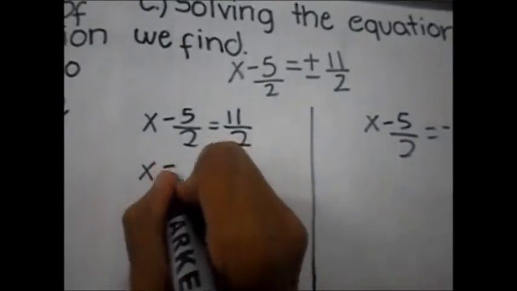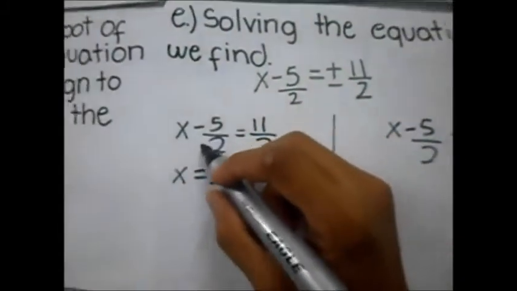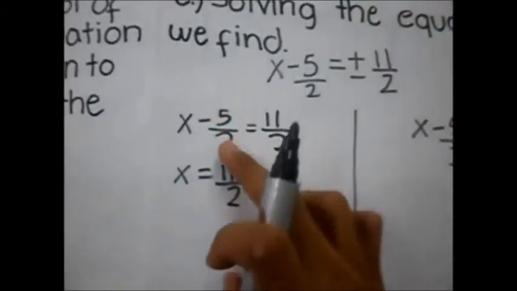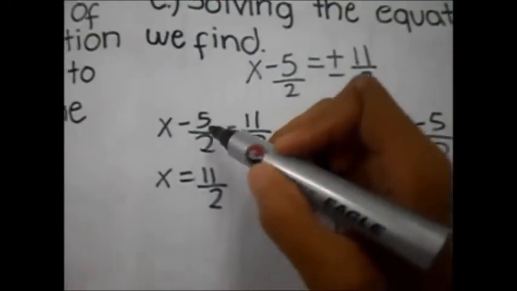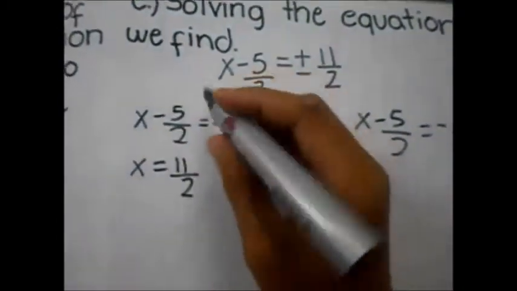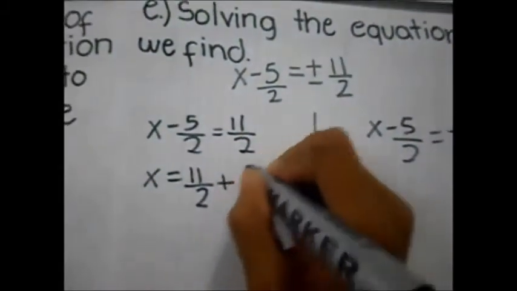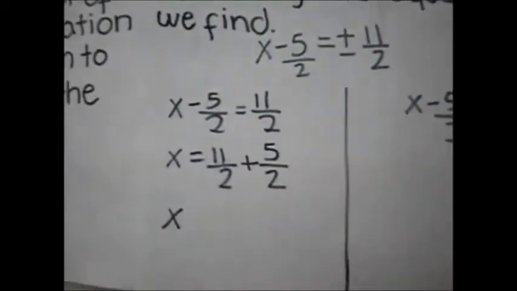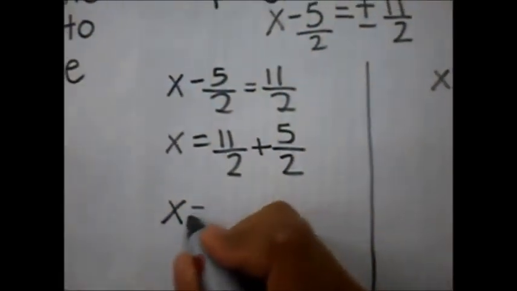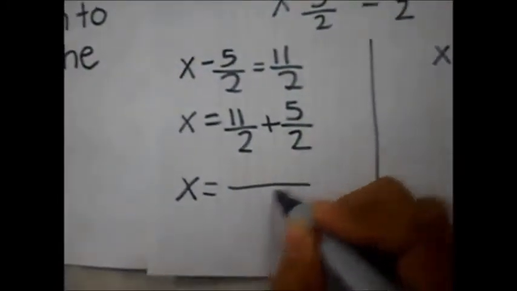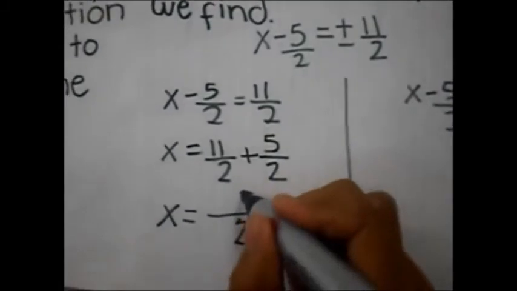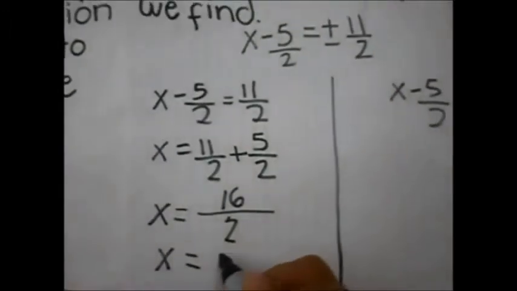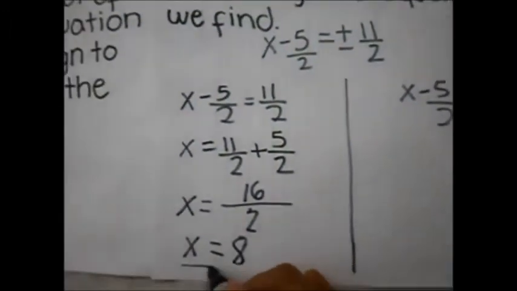x equals 11 over 2. Transpose the negative 5 over 2 to the other side by the addition property. Add positive 5 over 2 here and then here. If we add 5 over 2 here, it will be cancelled. Then if we add 5 over 2 here, it will become that. So add the two numbers, because they have the same denominator, so we can copy that. Then add the numerators: 11 plus 5 equals 16 over 2. Then divide. x equals 8. That is our first value of x.